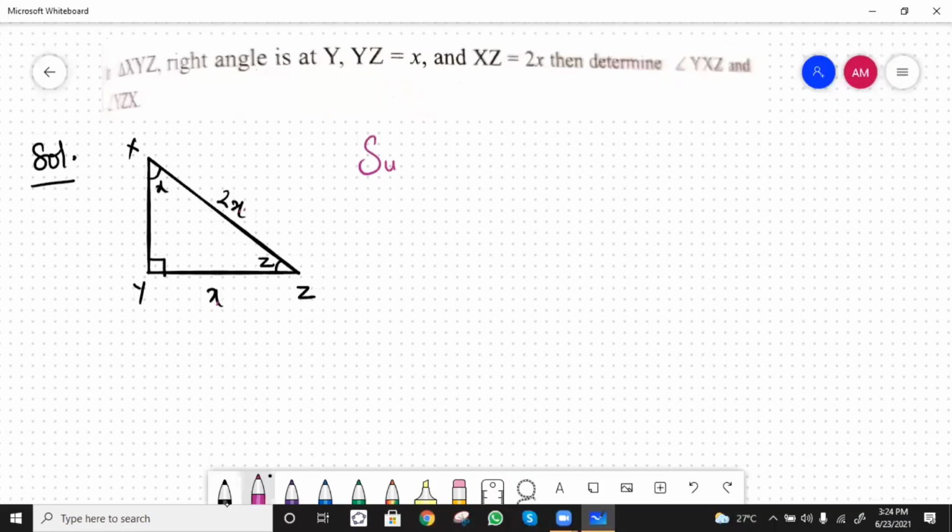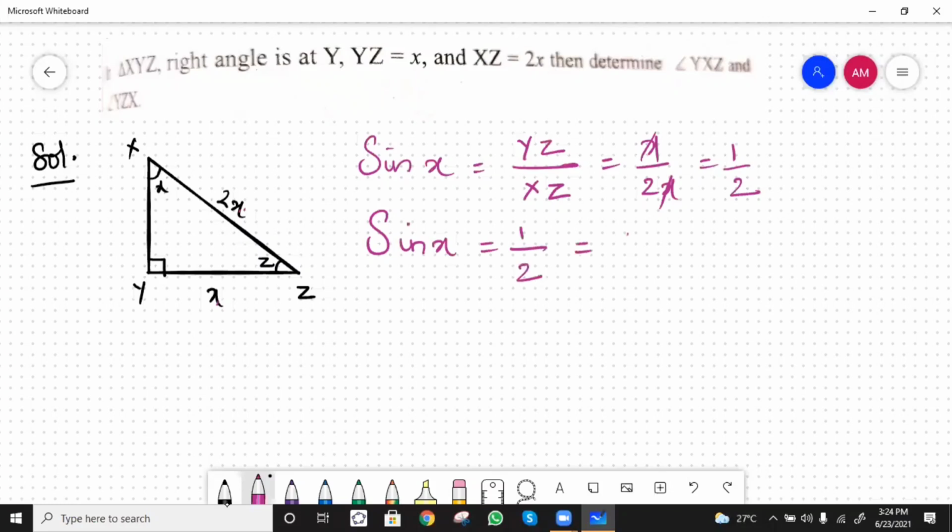Sin X. Sin X is the side opposite to angle X by hypotenuse, that is YZ by XZ. What is that? x by 2x. The x's get cancelled, we got 1 by 2. So sin X is equal to 1 by 2. What is 1 by 2 in terms of sine? Sine 30 degrees. So X is equal to 30 degrees.